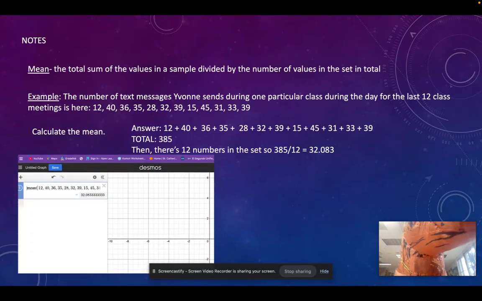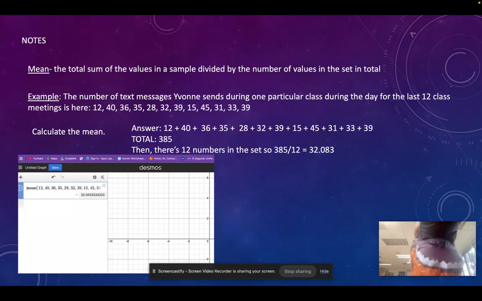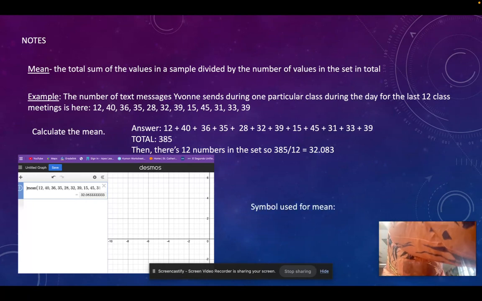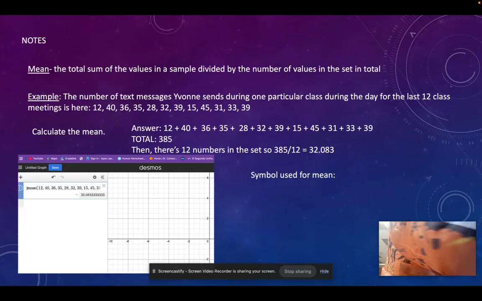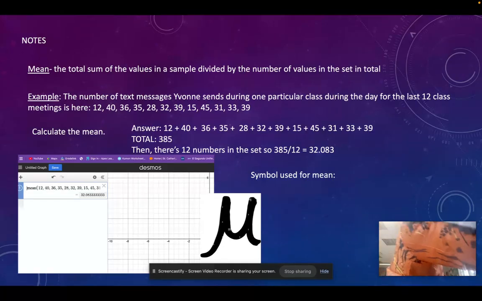A quicker way of computing the mean, especially when you have a whole bunch of numbers, is to use Desmos. You just type in MEAN and then open a parenthesis, and then enter all the values in the data set separated by commas, and Desmos will do it for you nice and quickly. I also want to remind everybody that the symbol for mean is mu. It looks like a U with a little tail on the front.